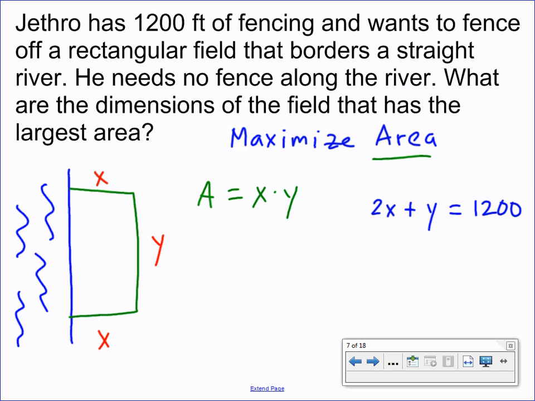So let's go ahead and solve this for y by subtracting over. It looks like y is given by 1,200 minus 2x. We'll go ahead and substitute this expression for y into my area formula, and now I'll finally have an area function of a single variable. So it looks like A of x would be given by x times, and it looks like y is 1,200 minus 2x.